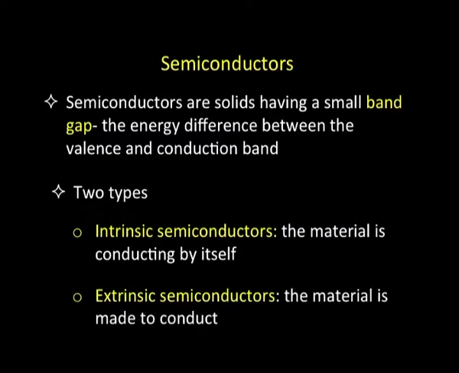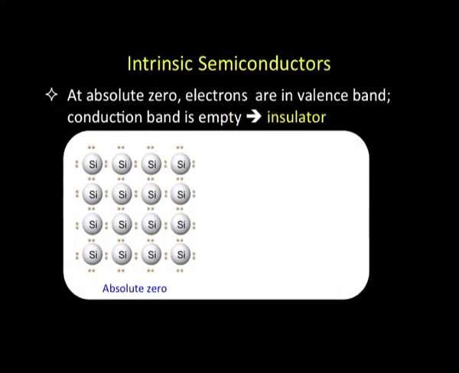The second variety is extrinsic semiconductors. These are the materials which are made to conduct by introducing some kind of impurity or things like that from outside. Extrinsic factors are involved in this case. Now, let us talk about intrinsic semiconductors first.